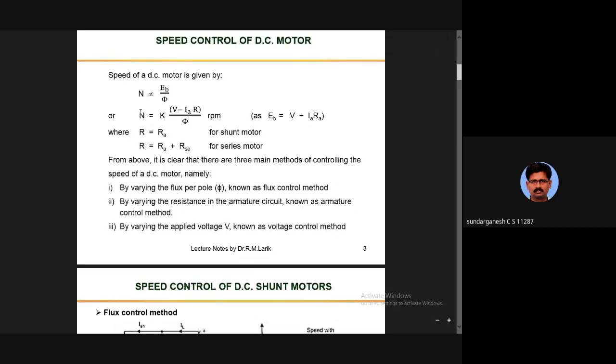Another method is that I can change the input voltage. That is known as the voltage control method. Broadly classified, we say flux control and armature control. Another method of controlling is to control the input voltage, which is known as the voltage control method. So we see them one by one.